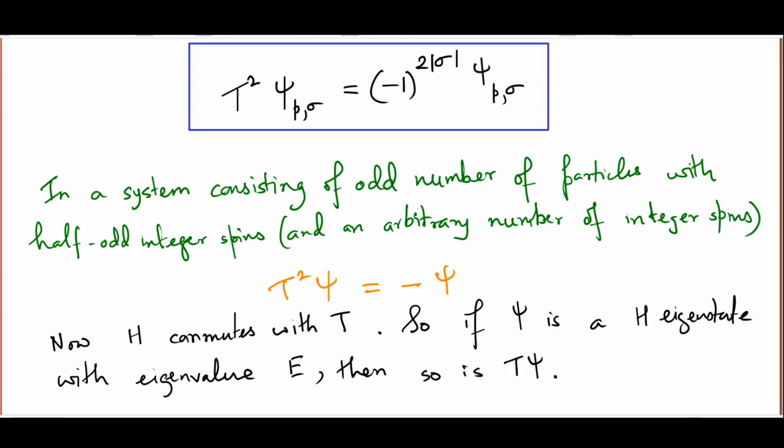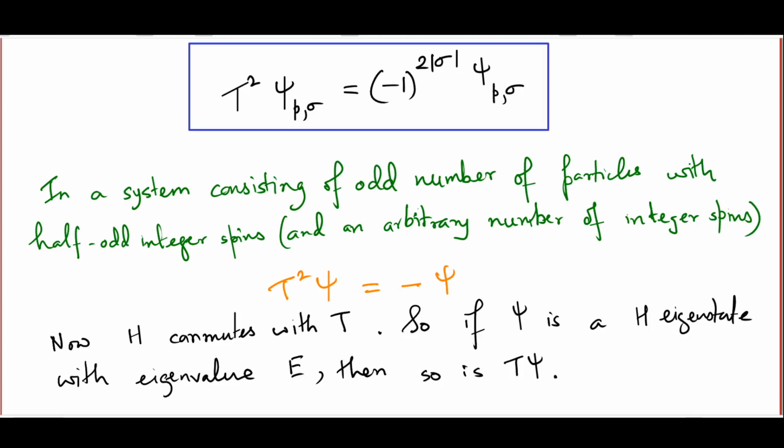If you have a system which has an odd number of particles with half-odd integer spins, so that you get an odd number of minus ones from each one of them, as well as an arbitrary number of integer spins which contribute plus 1 anyway, so we don't really care how many there are, then the wave function for such a system would satisfy the following condition. T squared acting on the wave function will give you the wave function back, but with a minus sign.